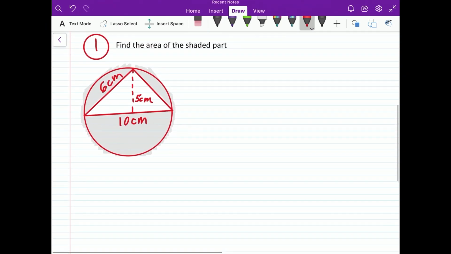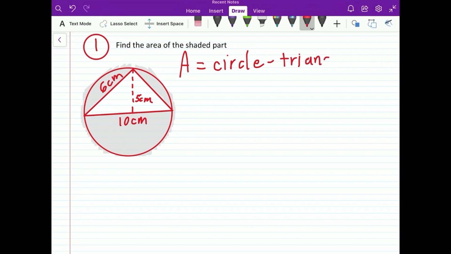Let's look at example 1. Here we are asked to find the area of the shaded part. So firstly we write A equals circle minus triangle. We then write the formula, which is pi r squared minus base times height over 2.